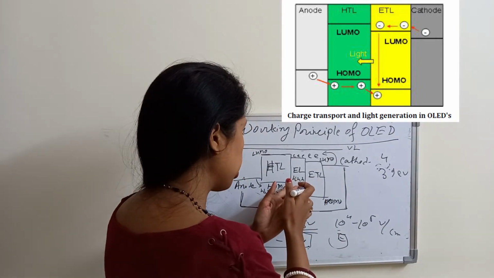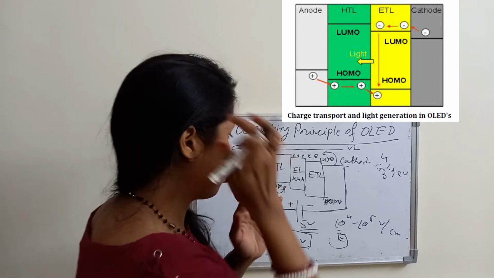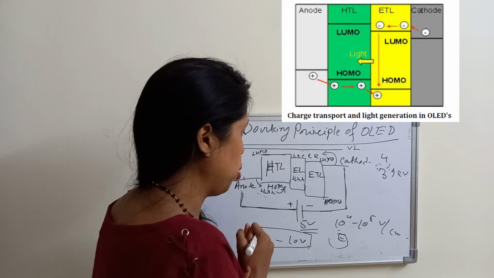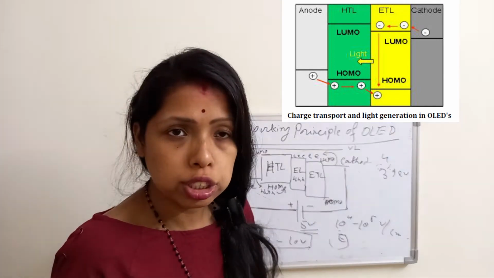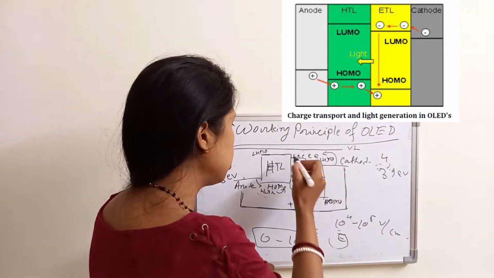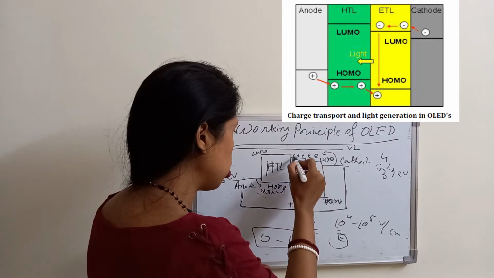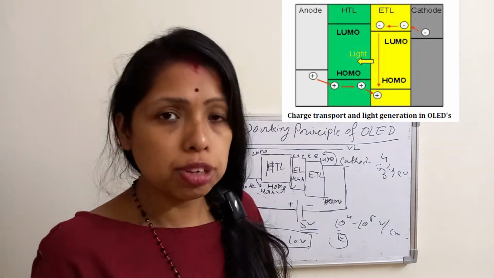So holes will be accumulated inside the emission layer, and electrons will be accumulated inside the emission layer again, through the HOMO level and through the LUMO level. After that, what will happen? Due to the electrostatic force, this electron will fall down from the LUMO level to the HOMO level inside the emission layer.